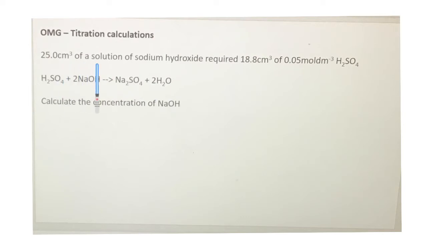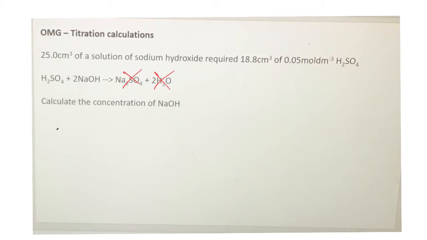25 centimetres cubed of a solution of sodium hydroxide required 18.8 centimetres cubed of 0.05 moles per decimetre cubed sulfuric acid, H2SO4. First thing I'm going to do, in my chemical equation, I delete anything which isn't important. So they haven't told me about sodium sulfate, they haven't told me about water. And then I'm going to do a table for the two which are left.